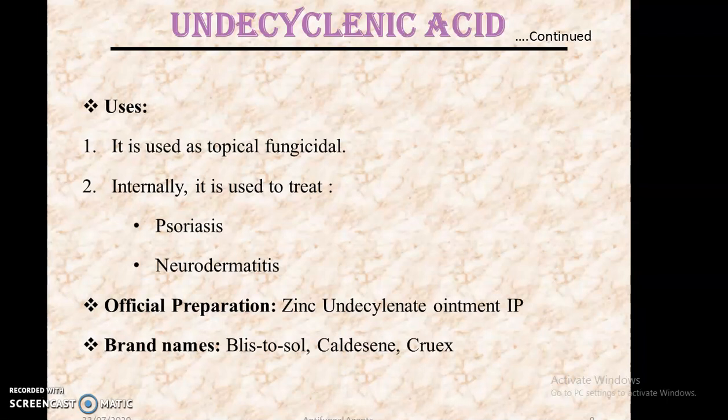This undecylenic acid is used as a topical fungicidal. It is also used internally to treat psoriasis and neurodermatitis. Its official preparation is zinc undecylenate ointment IP. It is known by the brand names Blistosol, Clandestine and Cruix.